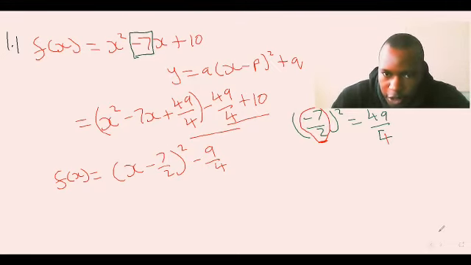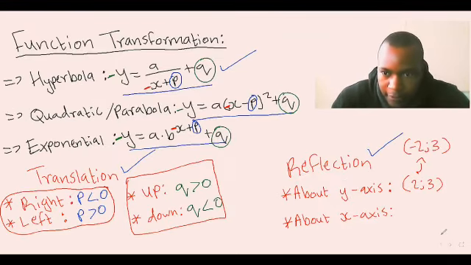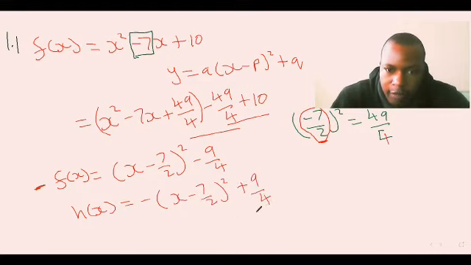So now going back to the question, it wanted us to reflect about the x-axis. When we reflect about the x-axis, we need to make the y negative. So we can multiply through by that negative. It means that h(x) would then be negative (x minus 7 divided by 2) squared plus 9 divided by 4. Since this y here was negative, we just multiplied throughout by that negative.